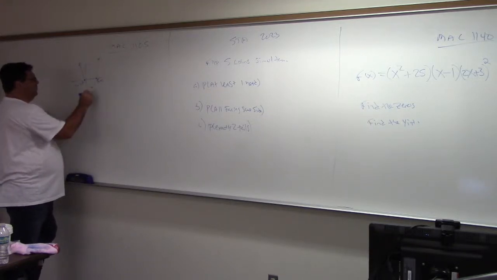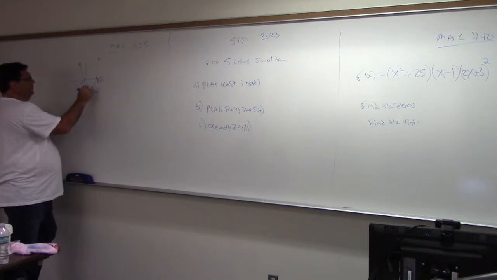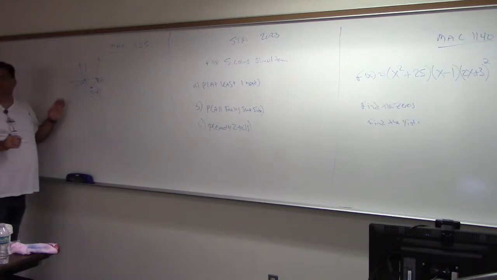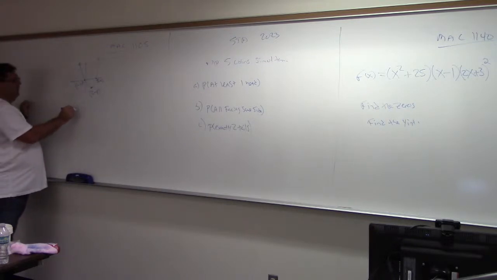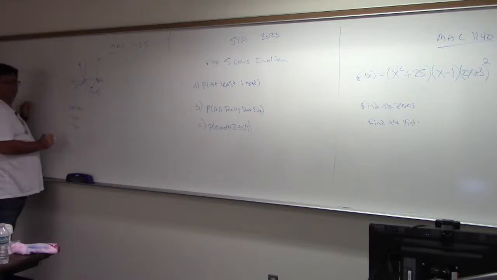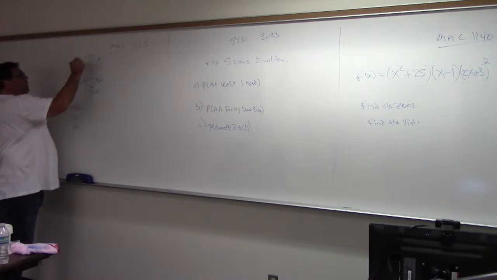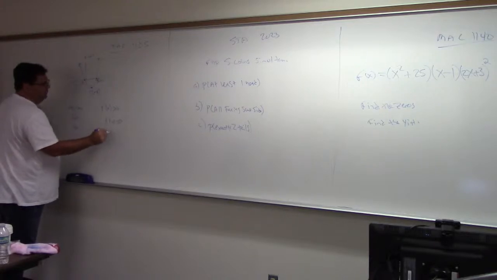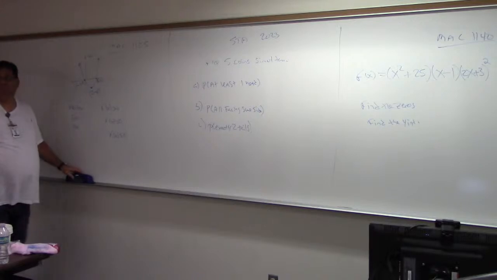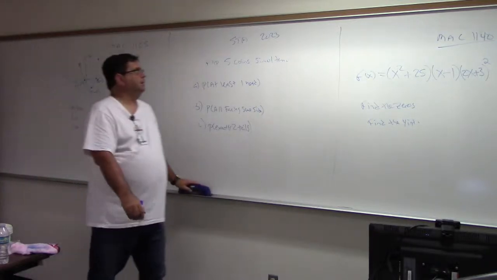Okay, wait. It would be all facing the same side. This is f of x. I want to find the vertex. When's it increasing, when's it decreasing? When is f of x greater than 0? When is f of x equal to 0? When is f of x less than or equal to 0? Okay?